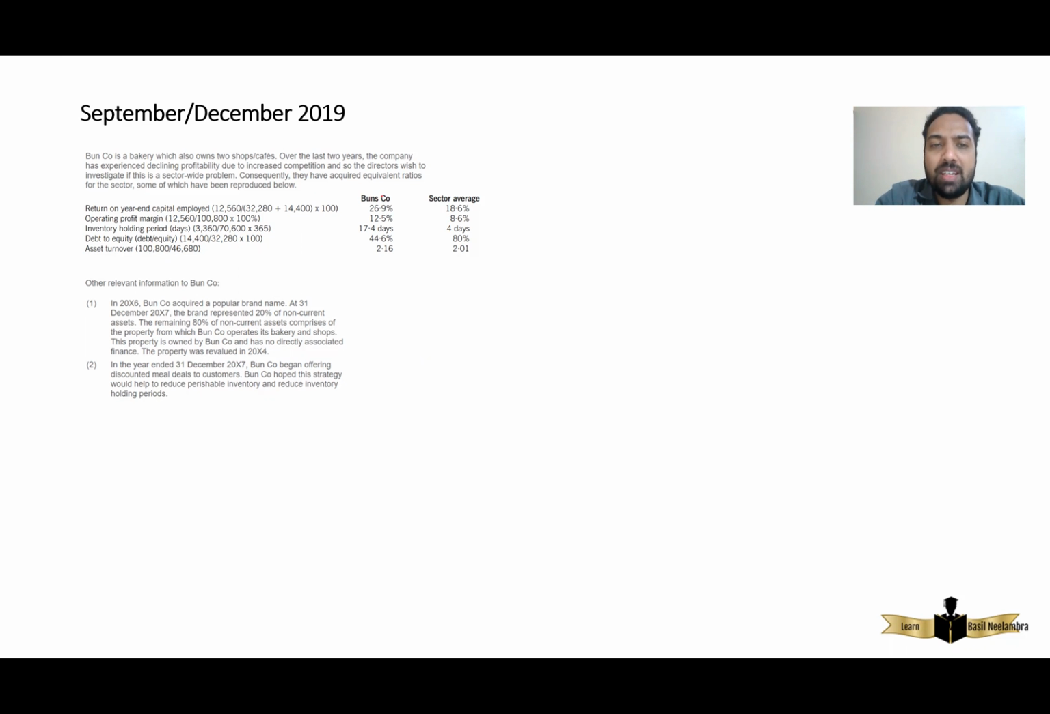As you can see, Bunge company ROCE is 26.9, whereas the sector average is 18.6. So Bunge company ROCE is more than its sector average. So when will ROCE be higher? It can be due to two reasons. Reason number one, operating profit is higher, or reason number two, capital employed is lower.